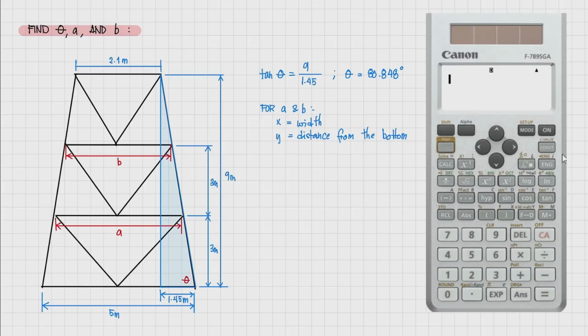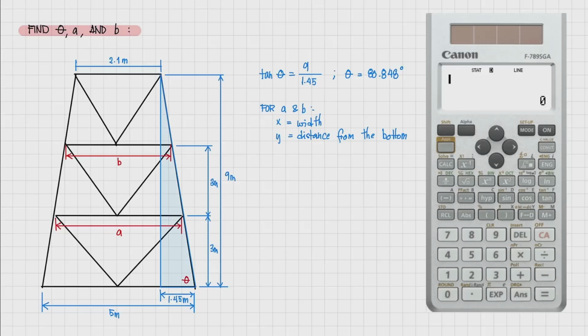So CA natin, we're going to use stat mode again. So we choose 3 for stat mode. And then linear tayo ulit. That is 2. So ano yung alam natin? When X is 5, yung width natin, ano yung Y natin? So our Y is 0. And then when our X is 2.1 meters, our Y, or the distance from the bottom, is 9. So yun yung alam natin. That's from the problem. So what we're trying to look for is yung width sa A, yung width A, and width B.